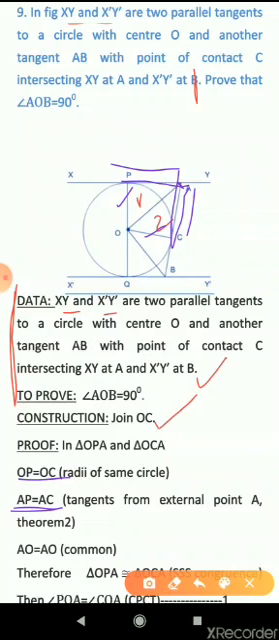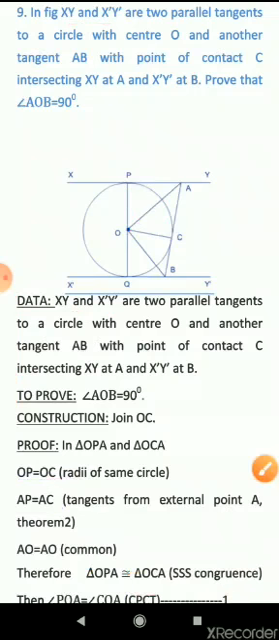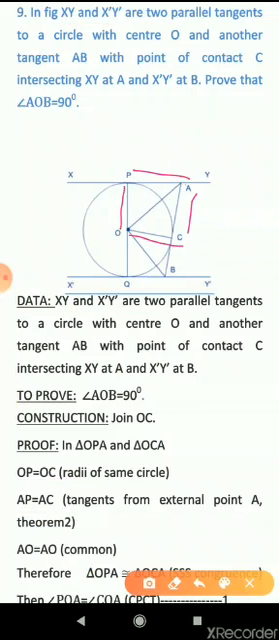AP equals AC. That means we got another side. And for both the triangles, OA is common. So observe again. First, in both the triangles, OP and OC are equal because they are radii of the same circle. Then AP equals AC because if A is an external point, then they both are tangents to a circle, so they both are equal. And here OA is common for both triangle 1 and 2.